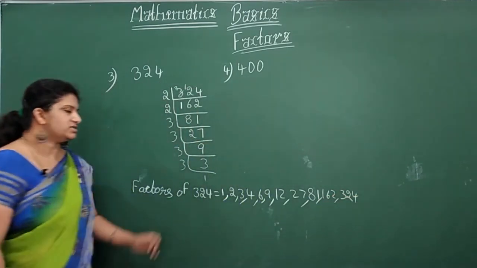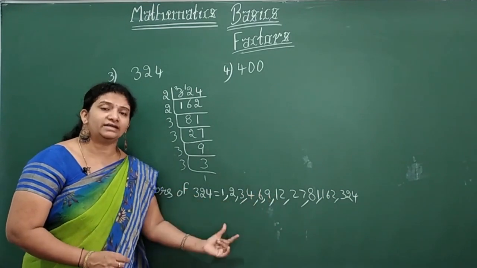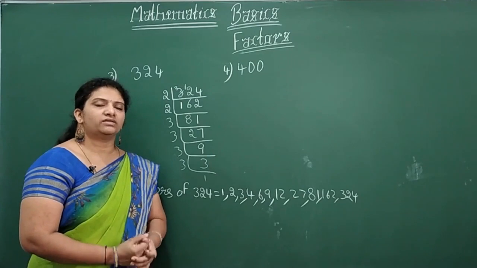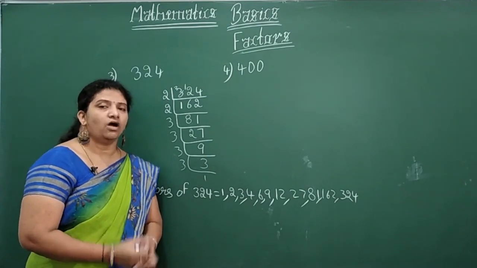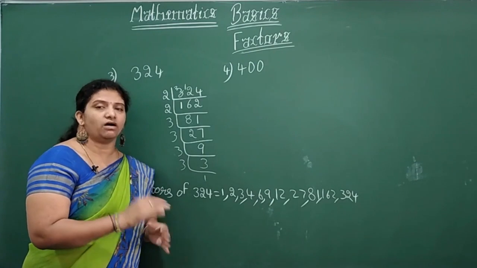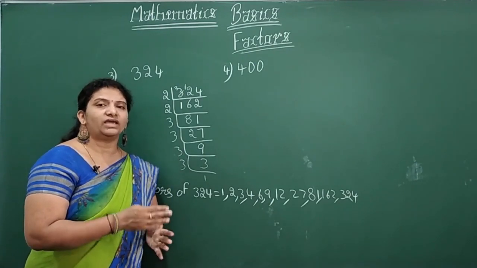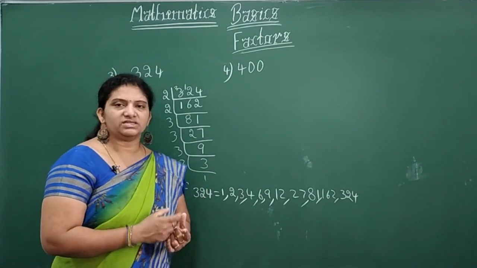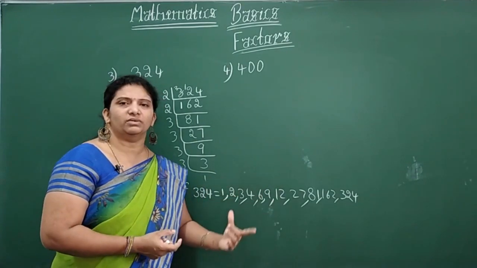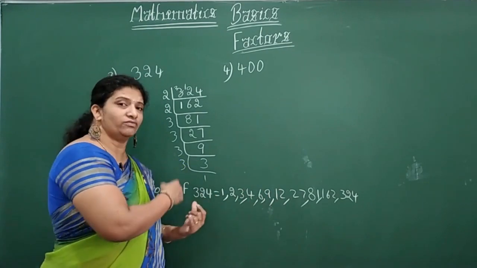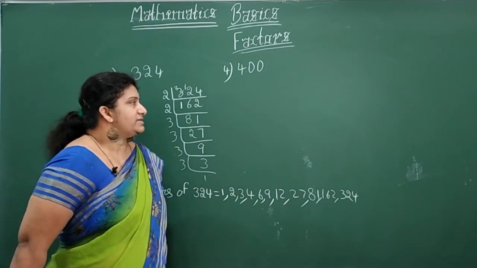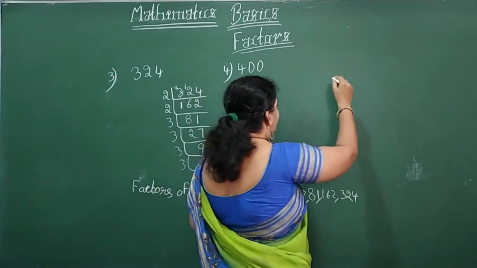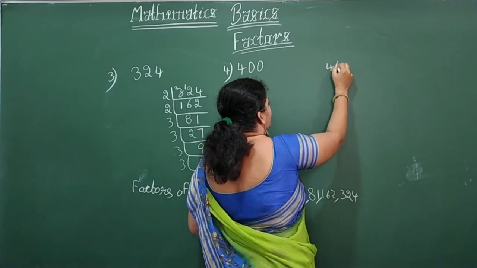See here, children, these are all the factors of 324. What do you mean by factors here, children? All the multiples are the number where we can divide with that factor. Any number that is divisible by any other number, that number is called a factor of the number. So here, let's see one more example, children. What is another example here? 400. Let's do the division part here.